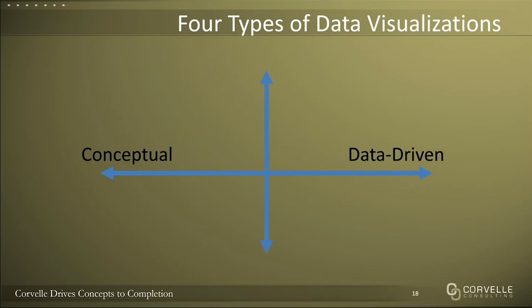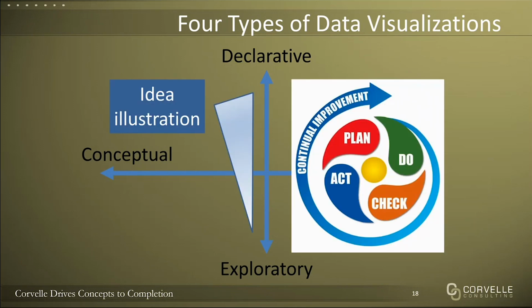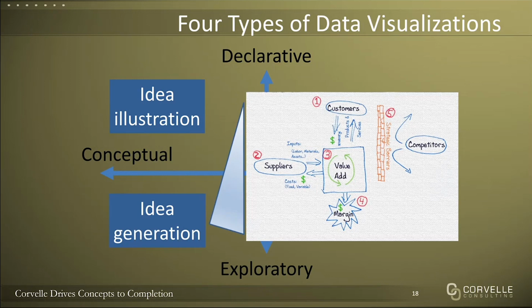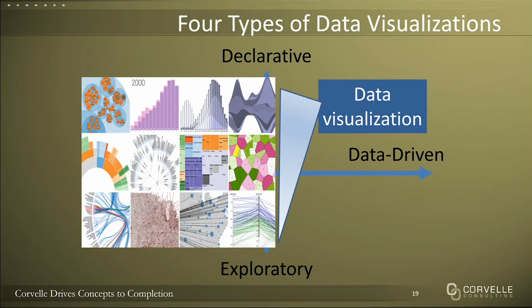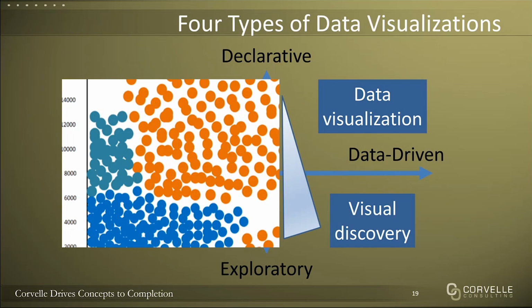Now, here are the axes that we just talked about, or the ends of the axes. If we're in this quadrant, that leads to idea illustrations. That's illustrated by this particular type of chart. Then there's the idea generation. This is the proverbial napkin in a restaurant. And then we have data visualization, which is what we're going to talk about most of the time here today. And then we have visual discovery.